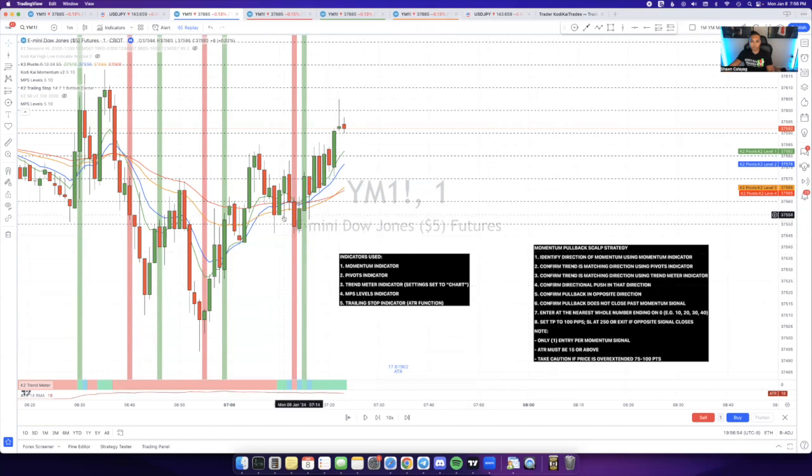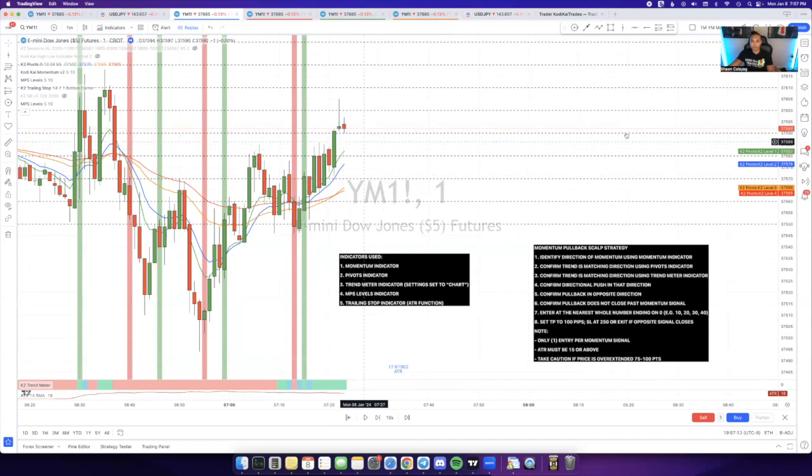Step 4, bullish push in that direction. Step 5, pullback in the opposite direction. Step 6, confirm the pullback does not close past the momentum signal. You can see the pullback is up here. Momentum's down here. Everything lines up. Step 7, you're going to enter at the nearest whole number ending with 0.